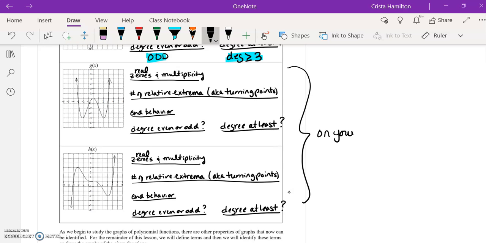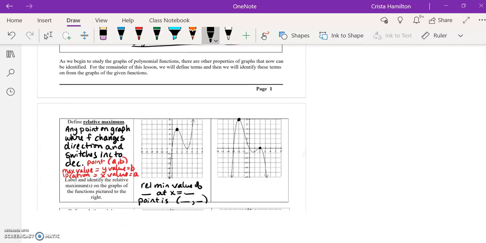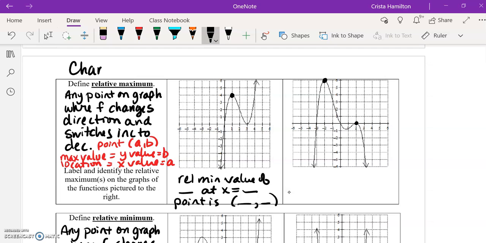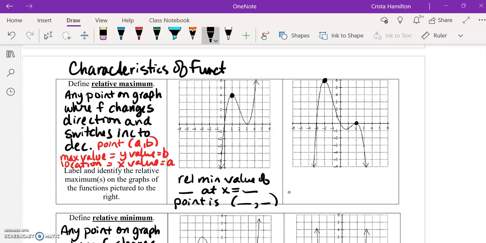On your own here, so fill that in. All right, let's come down here. Now the rest of it has to do with characteristics of functions. This is something that we've already talked about this year, and so it's just reminding you of some important facts about characteristics that we want to talk about.